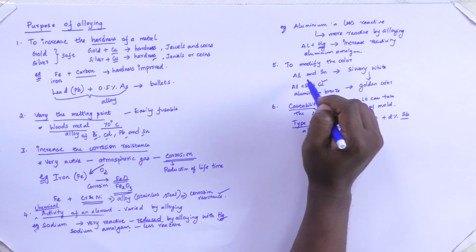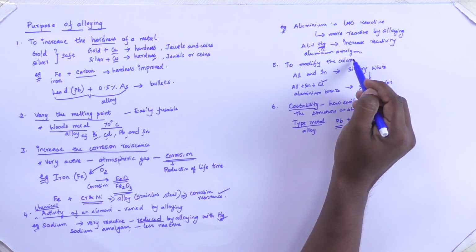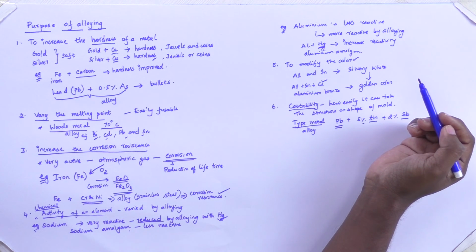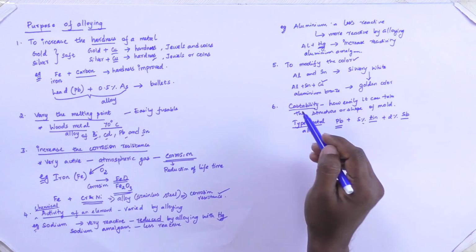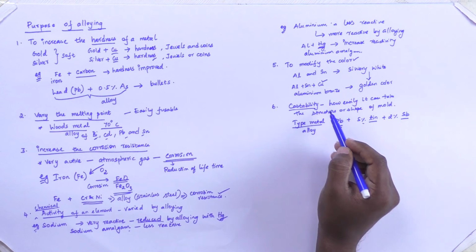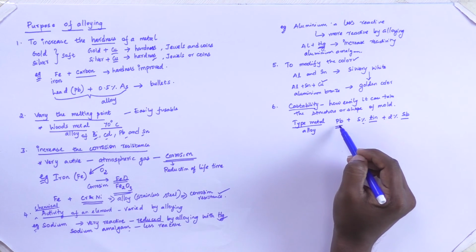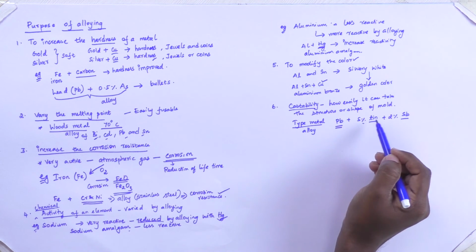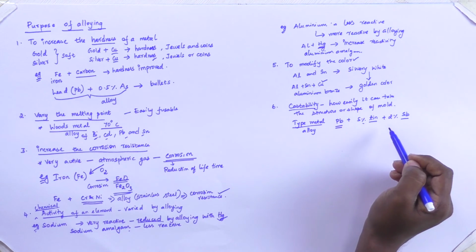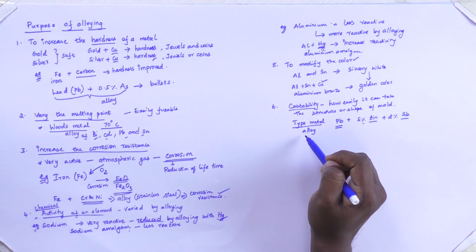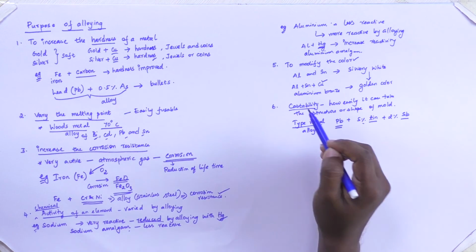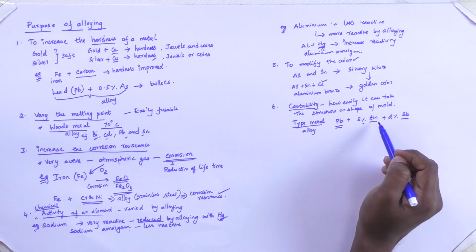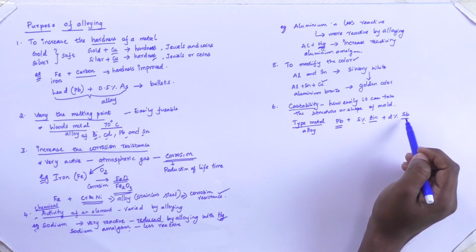In the fifth case, we discussed how we can modify the color of an element by mixing it with some other elements. And then finally, we discussed castability, how we can improve the castability of an element by mixing it with a few other elements. So in this case, type metal is an alloy of lead whose castability is improved by mixing it with tin and lead.